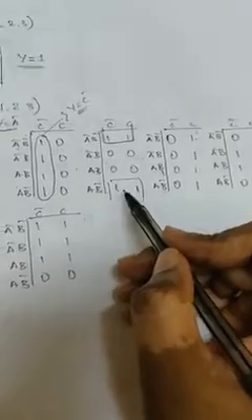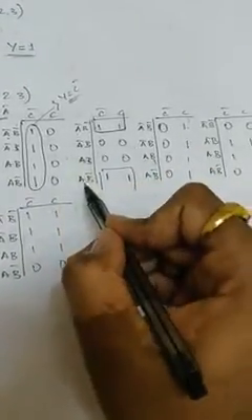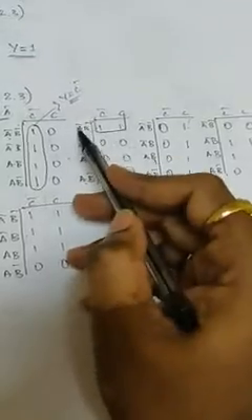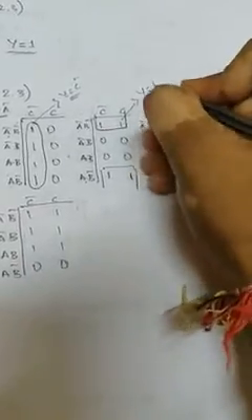If you want to write the expression for this one, look at this: A bar B bar and A B bar. So A bar and A cancels, B bar remains common, C bar C cancels. So the expression for this is Y is equal to B bar.